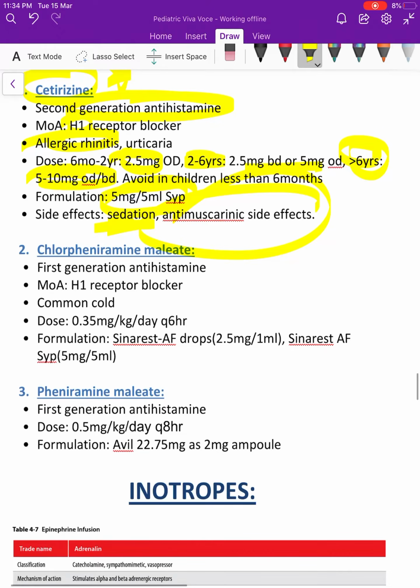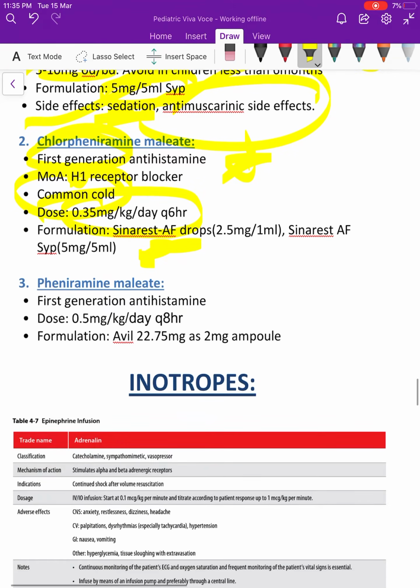Chlorpheniramine maleate, CPM, this is one more important drug that can be kept. It is one of the first generation antihistamines, so it has more sedative effect. Mechanism remains the same, usually used in treatment of common cold, and this can be used in smaller children as well. Fine. So dosage is 0.35 mg per kg per day, Q6-8H. How is it available? As Synerid AF drops, 2.5 mg per ml or 5 mg per 5 ml.